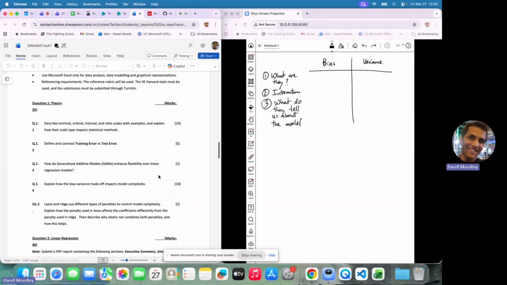All right. Another point is, what does the high and low value mean? Okay, how do you interpret that for each of them? So what does a high and low value mean for each of them? Fourth point, how can they be used to determine underfitting or overfitting?